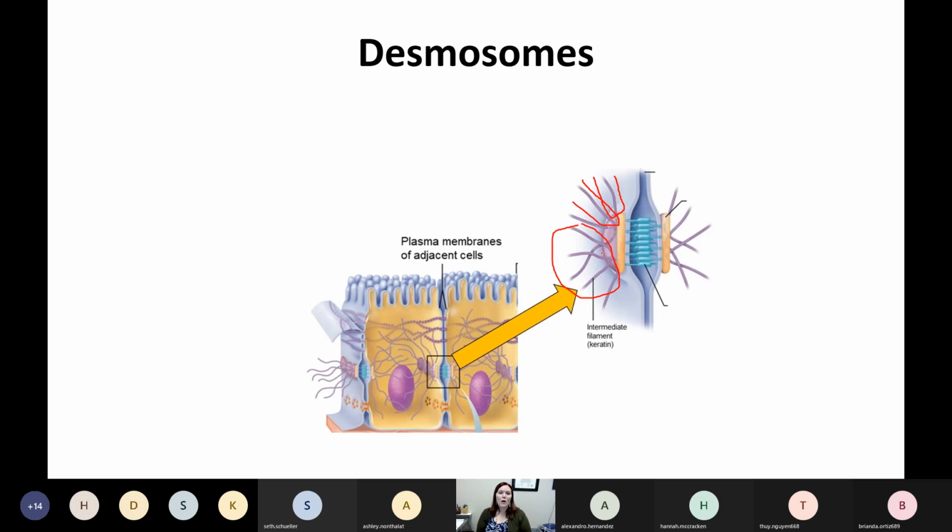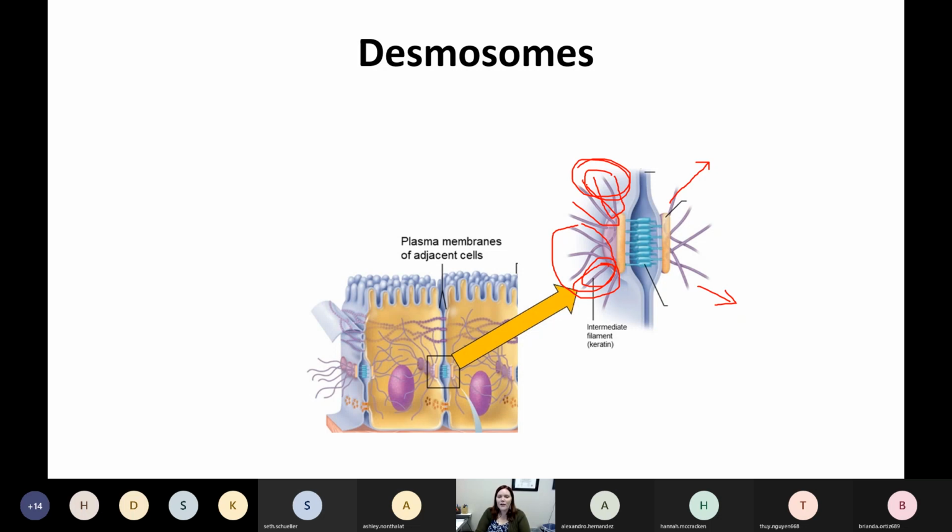So if my neighbor cell starts pulling this direction, say I'm writing notes and it pulls my cell one way, the keratin proteins down here are like, oh, I got you. You're anchored to me. We're good. If this cell starts pulling this way, the keratin proteins over here are like, oh, I got you. You're anchored. No big deal. We put these keratin proteins in all different directions to anchor these two cells together so that they don't fall apart.